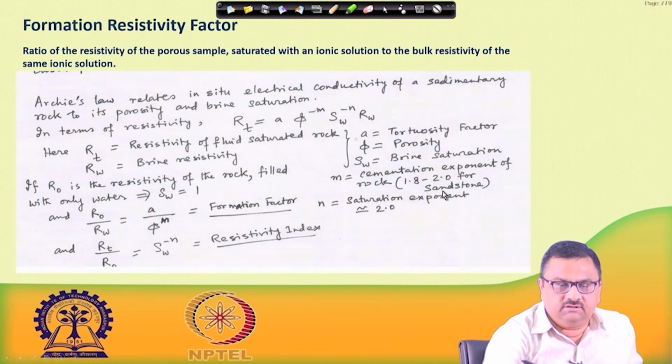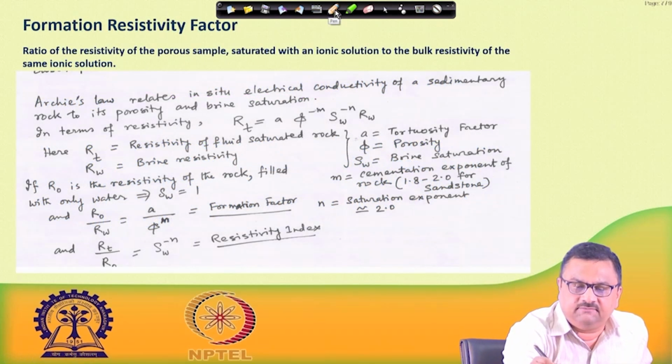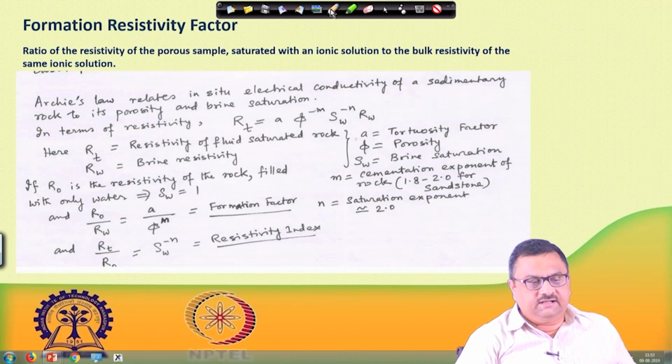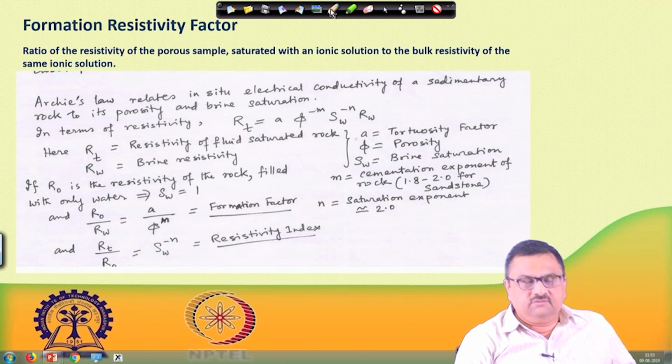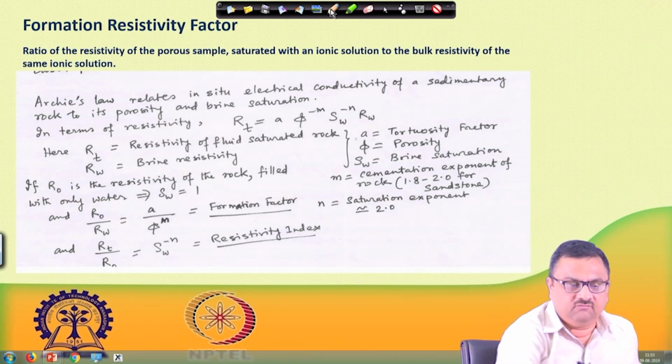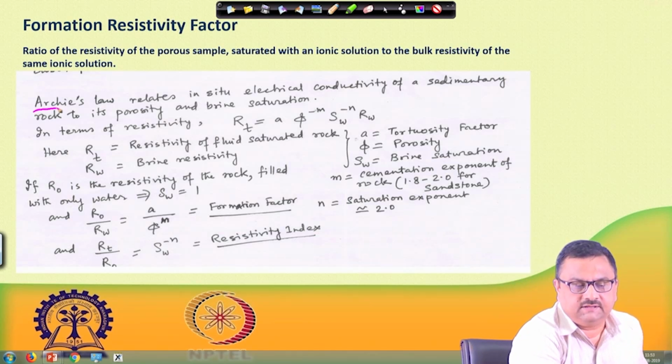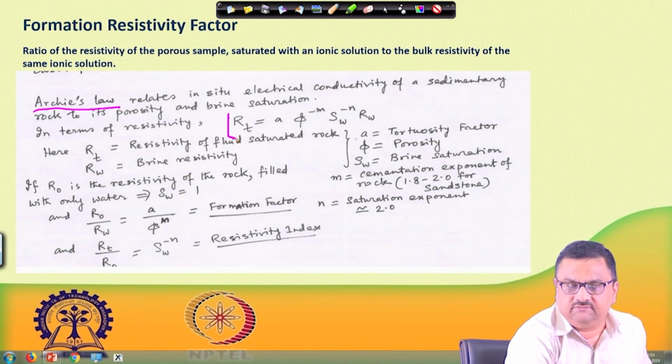permeameters. There is also this formation resistivity factor, I must point out here. This is the ratio of resistivity of the porous sample saturated with an ionic solution to the bulk resistivity. So, one needs to measure the electrical conductivity, and one has to invoke Archie's law, which relates the electrical conductivity of a sedimentary rock to its porosity.